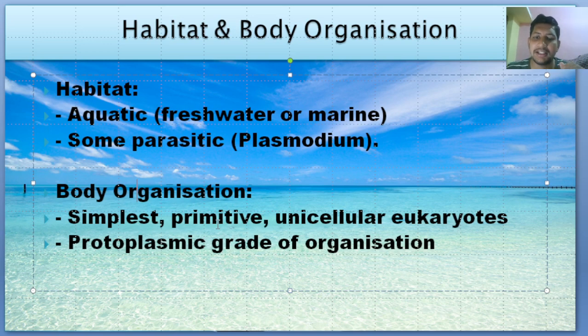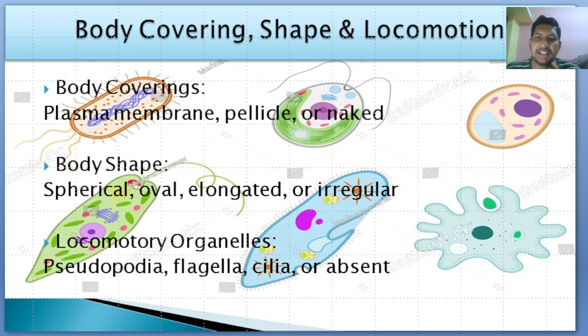And the level of organization, or you can say the grade of organization in protozoans, is protoplasmic grade of organization. Okay, so we can see the protoplasmic grade of organization in case of these protozoans. Okay, I hope these two points are clear. Now we'll move to the next important character, that is the body covering, shape and locomotion.